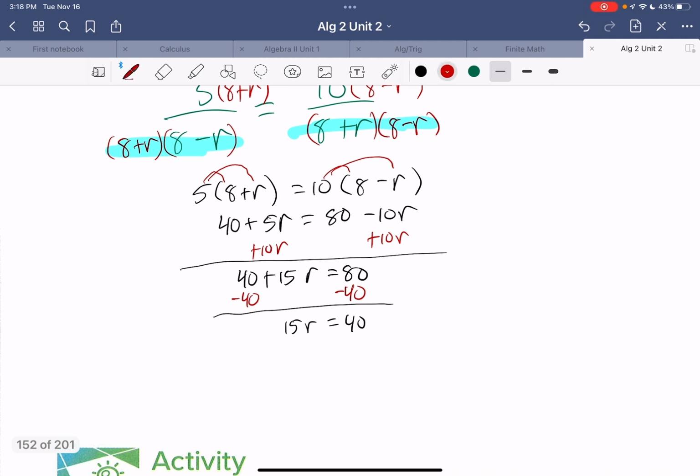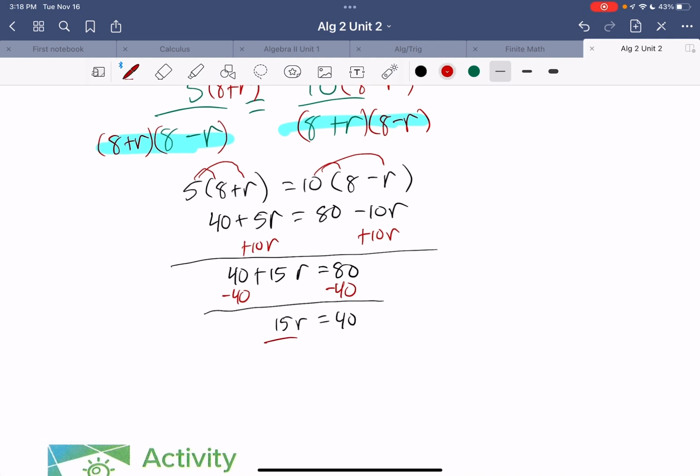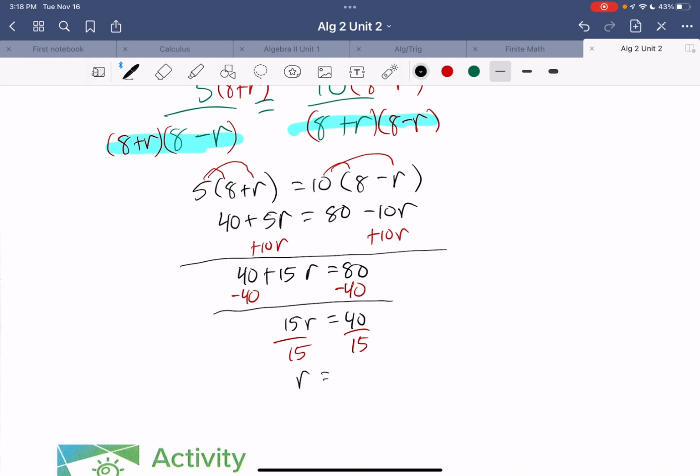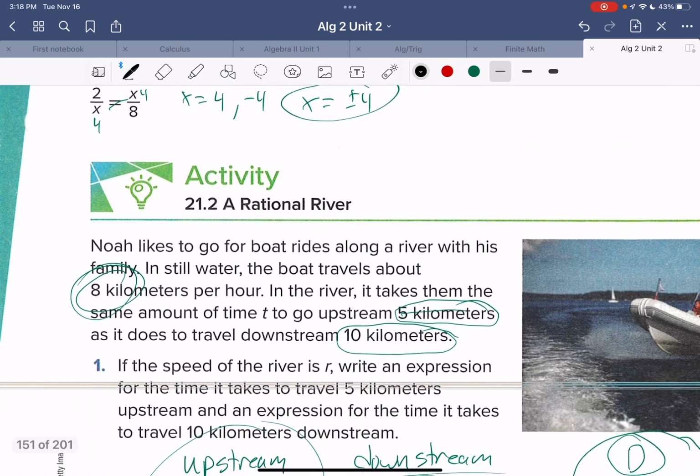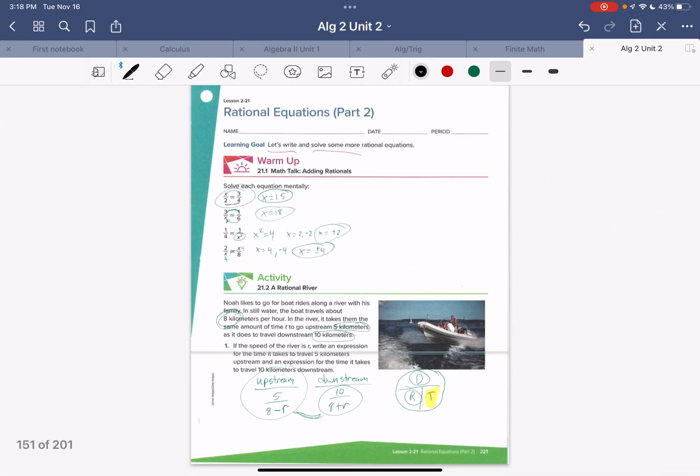So then I just divide by 15. And we can get the fraction r is equal to 40 15ths, which would be 8 thirds. And this is miles per hour, kilometers per hour, I forget. Look back here at the problem. Oh, it's all in kilometers, so it's going to be kilometers per hour.